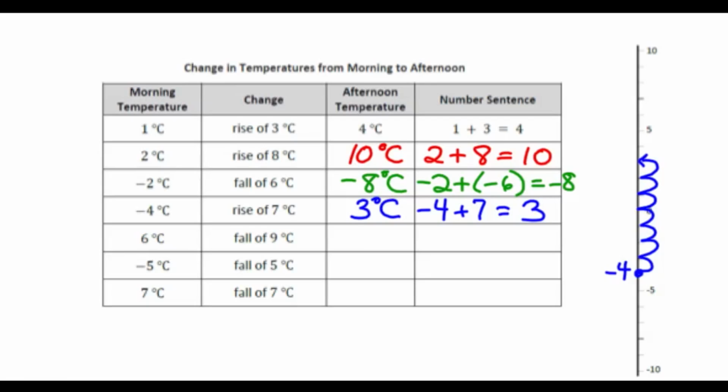For the final 3, we will follow the same routine. We're starting at 6 for the next example. 6 is above the 0. We have a fall of 9 degrees. 1, 2, 3, 4, 5, 6, 7, 8, 9. Notice we're now below the 0, and therefore that number is negative, in fact, negative 3. Our number sentence would be starting at 6, falling 9 is adding on negative 9 for an answer of negative 3.